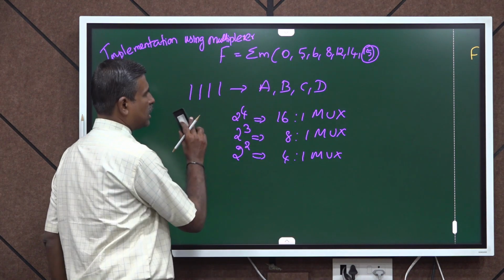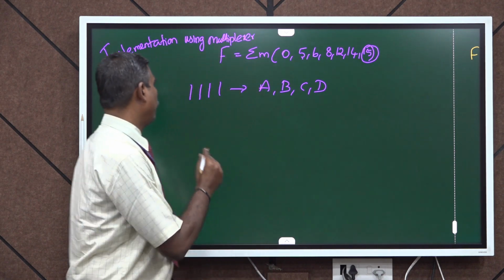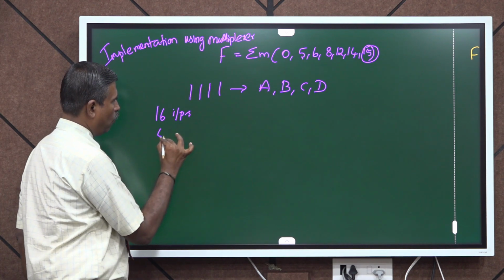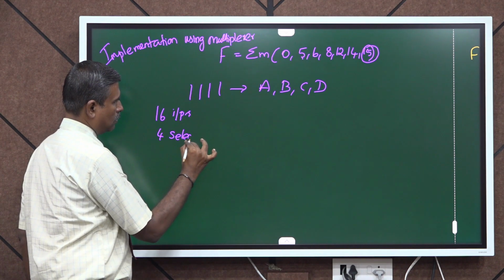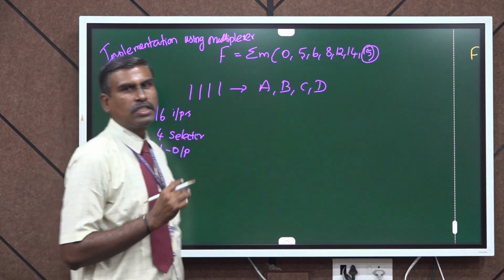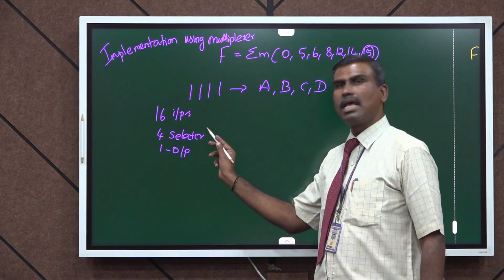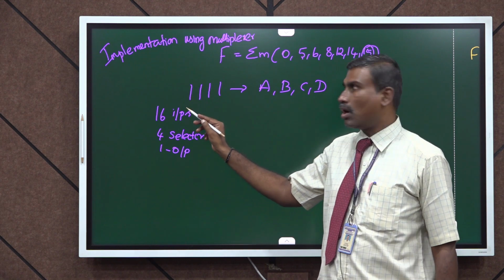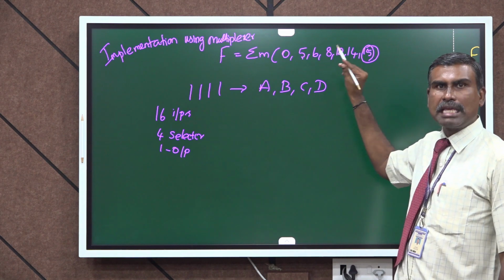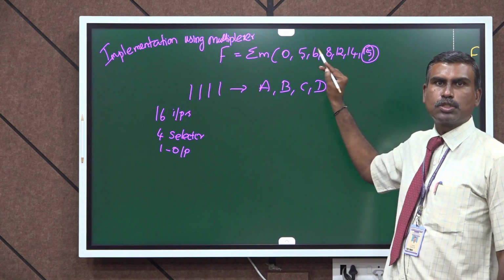First let us start with the 16:1 mux. For a 16:1 mux we require 16 input lines, 4 selector lines and 1 output. Here we have 4 variables, so the 4 variables can be assigned as the 4 selector lines, and the 16 inputs are selected based on these values. The values present in the given function are given as logic 1. The values which don't appear in the given function are logic 0.